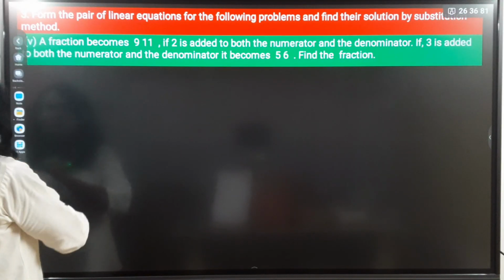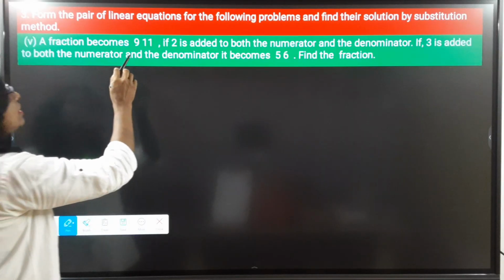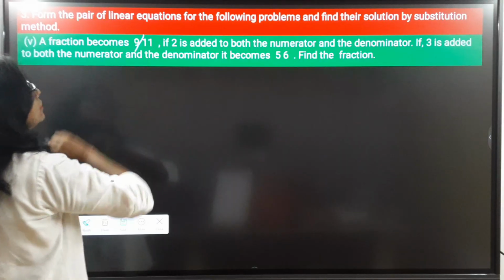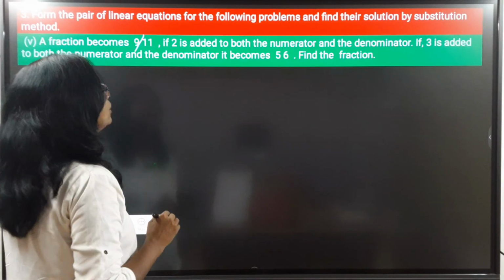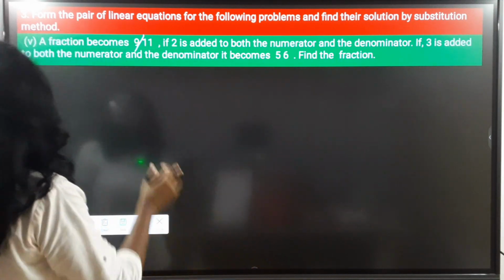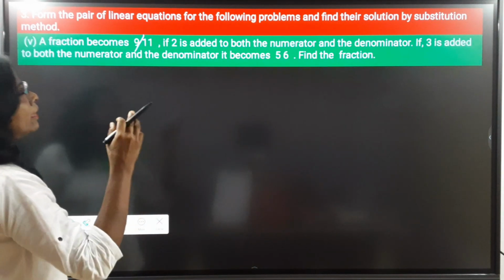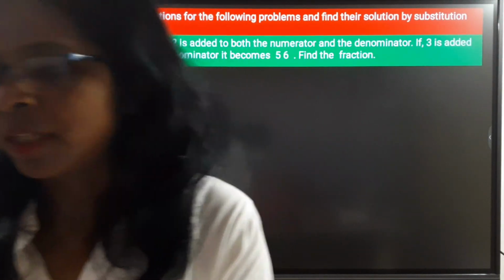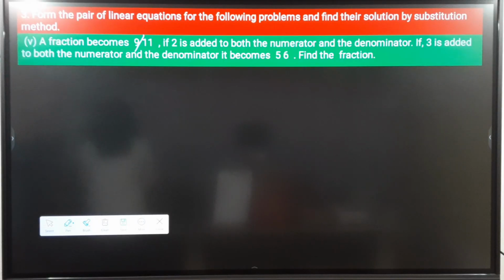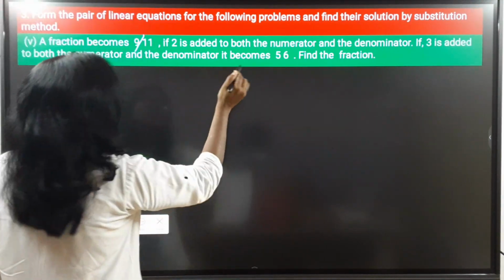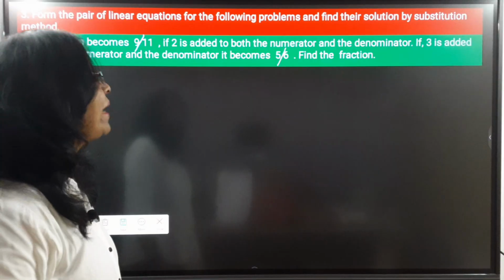So the example is that a fraction becomes 9 upon 11. Here I say that 9 upon 11. If 3 is added to both the numerator and the denominator, I think it becomes 5 upon 6. Okay, students, it would be 5 upon 6. Yes, students, it will be 5 upon 6. Now find the fraction.